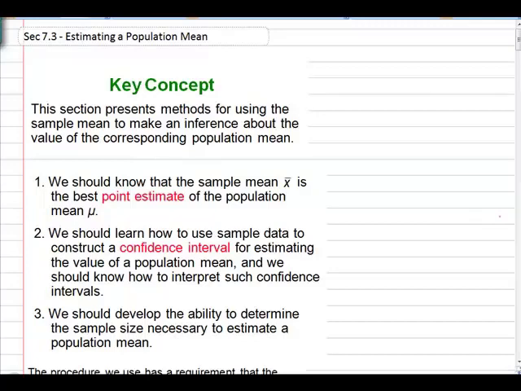Section 7.3 is estimating a population mean. What you're going to find is there's a lot of similarities between estimating a population mean and estimating a population proportion. 7.2 is estimating a population proportion. We still have a point estimate. For the mean, the best point estimate for the population is x bar.